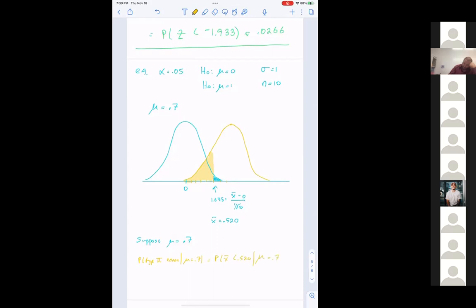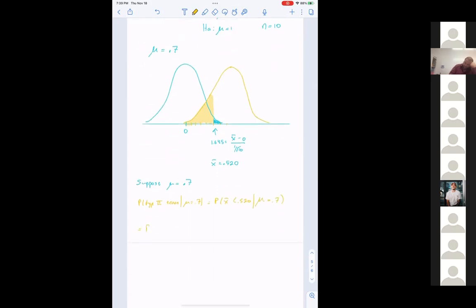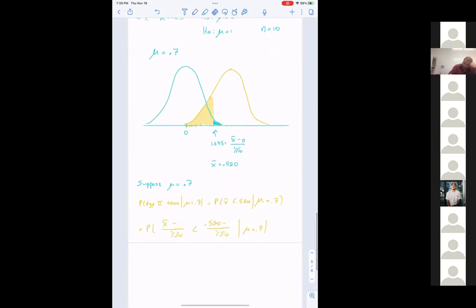So the probability of making a type 2 error, if mu is really equal to 0.7, is the probability that X bar is less than 0.520 if mu is really equal to 0.7, which is equal to the probability that X bar minus 0 over 1 over root 10 is less than 0.520 minus 0 over 1 over root 10. Oh, whoops, not 0, 0.7. That's the mean. Probability that Z is less than 0.520 minus 0.7 divided by 1 over the square root of 10, negative 0.569.